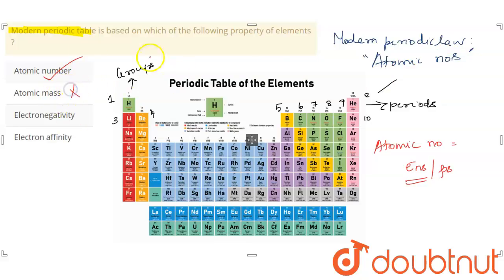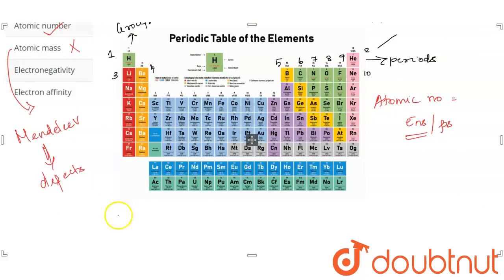Atomic mass, no. The modern periodic table is not based on atomic mass. Only Mendeleev's periodic table is based on atomic mass. He arranged elements based on the increase in the atomic mass. But Mendeleev's periodic table has some defects because, for example, isotopes have different masses. That means we have to place the isotopes at different positions in the periodic table, which will make the periodic table look a lot bigger. That is one of the defects. Overcoming all these defects, the modern periodic table has been derived based on increasing atomic number. So that is not the correct answer. Let us check the other options also.